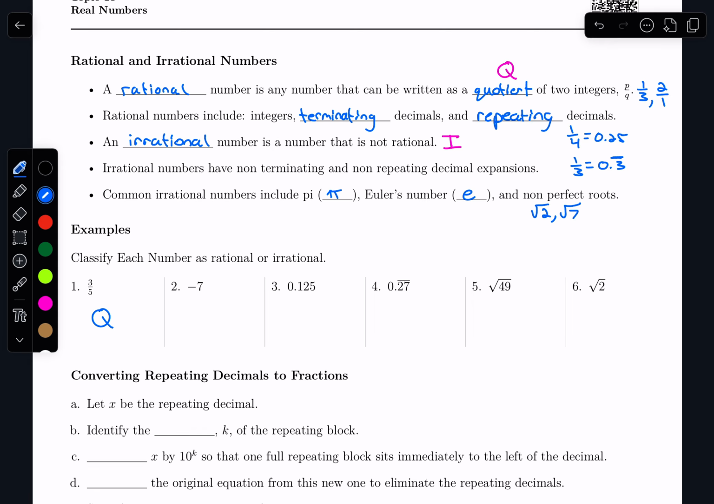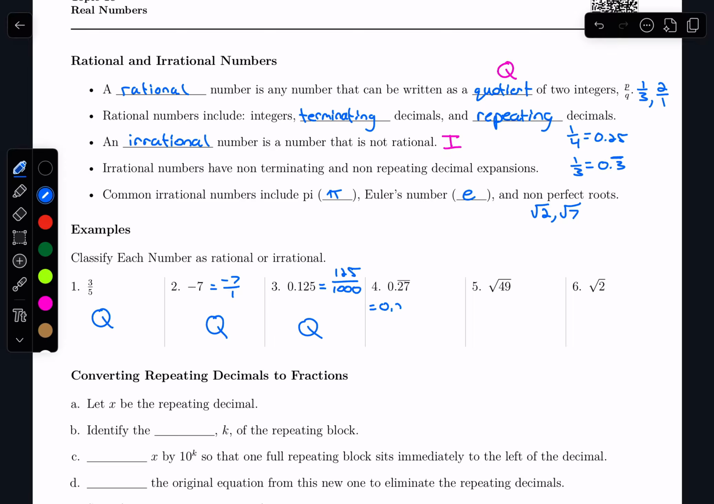-7 is an integer. So by default, it can be written as -7 over 1, which makes it again a rational number. Number 3, 0.125: we already know how to turn terminating decimals into fractions. 0.125 is 125 thousandths. And so notice 125 is an integer and 1000 is an integer. So this represents a rational number. Any terminating decimal is easy to see why it's rational, because we know how to turn it into a fraction already.